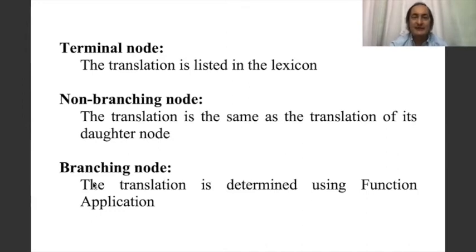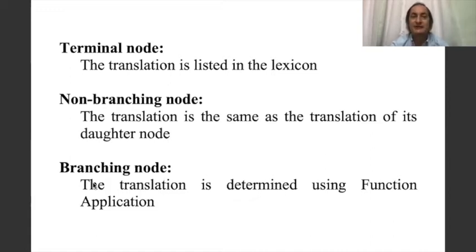And for each of these, we have a separate rule for what to do. For the terminal node, we go to the lexicon. We look up and see what's listed as our translation. So for John, we see that it translates as the name John. For Smiles, we see that it translates as a predicate, lambda x, smile x. For non-branching nodes, the translation is the same as the translation of its daughter node. The daughter node's meaning essentially gets passed up to the mother node.